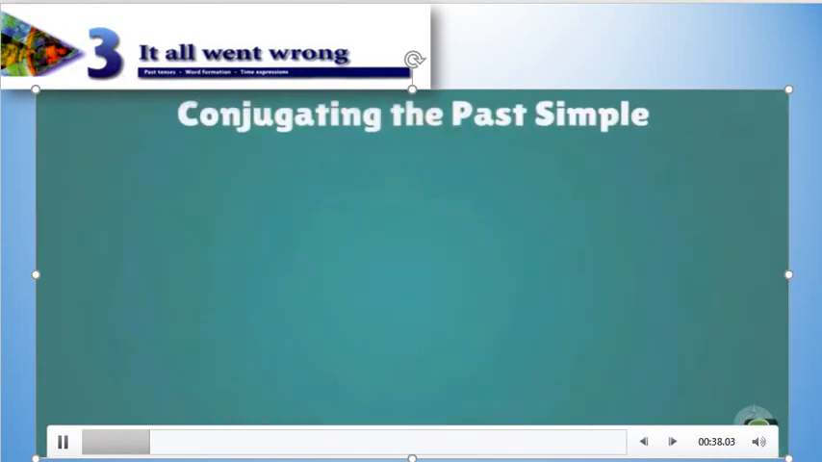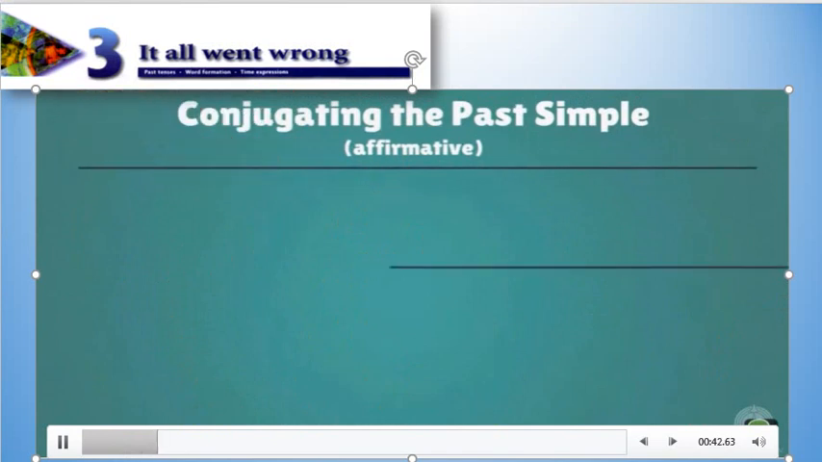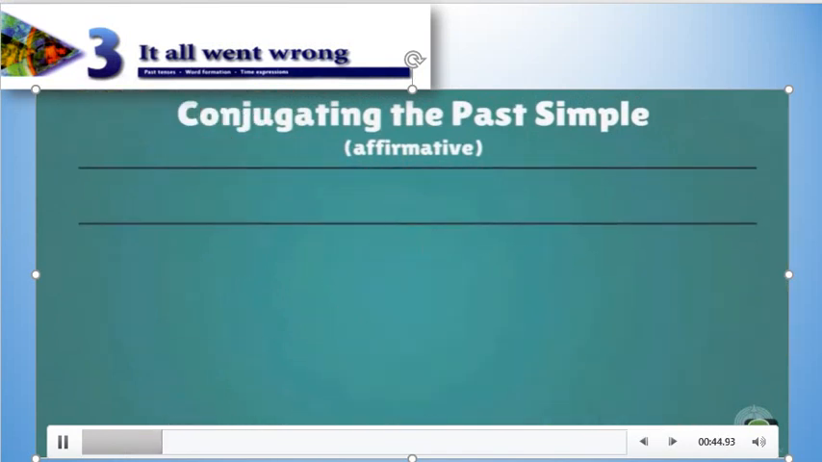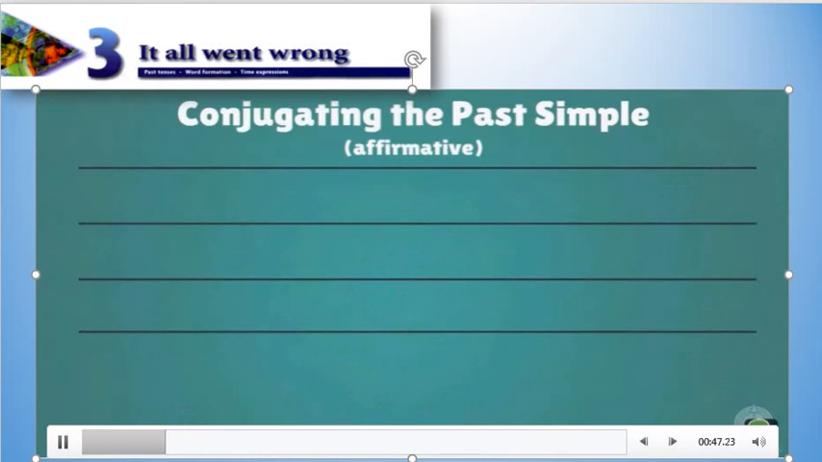Conjugating the past simple. Affirmative. Conjugating means تصريف. In affirmative or positive sentences الجمل المثبتة.